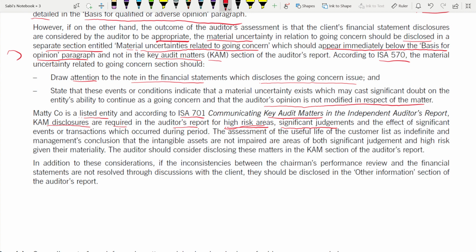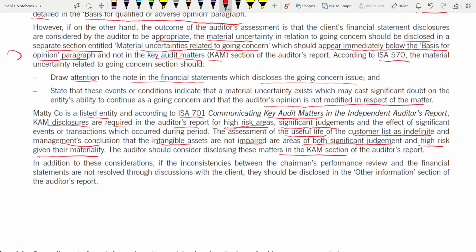Okay, now you're linking this to what? The customer list. So the assessment of the useful life of the customer list as indefinite, and management's conclusion that the intangible assets are not impaired, are areas of both significant judgment as well as high risk given their materiality. You see? You are linking this to the customer list. Because to say that the useful life is indefinite and the intangible assets are not impaired, to conclude both you need significant judgment, and they are high risk areas. And also they are very material. That's why the auditor should consider disclosing these matters in this section only, KAM.